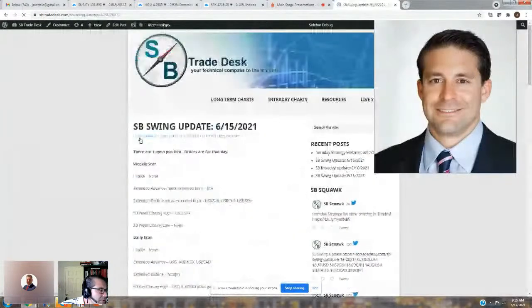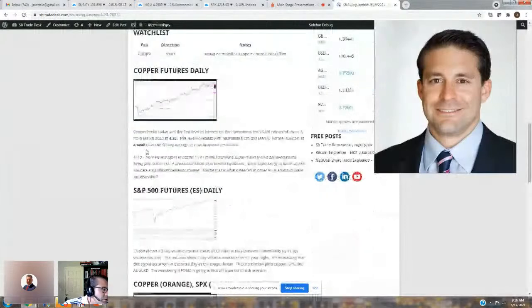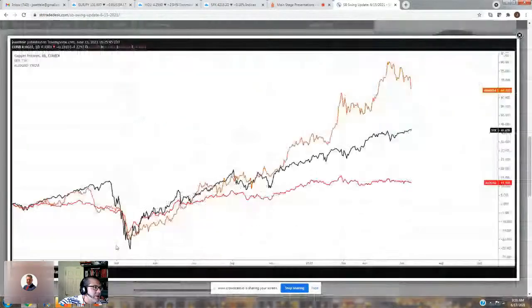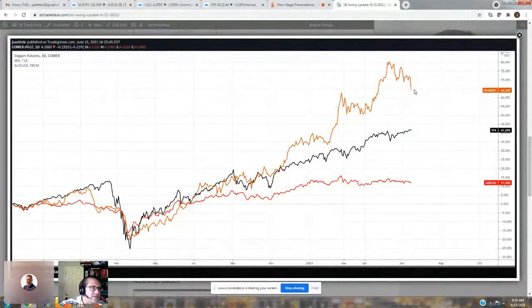All right. So we had that big break in Bitcoin, right? Then we had the big break in copper. Now we're getting the big break in dollar in the opposite direction. So here we have S&P, Aussie, and copper, right? Essentially over the last almost 2 years. I know at times they don't feel like they're totally correlated, but the dollar's telling you something right here.